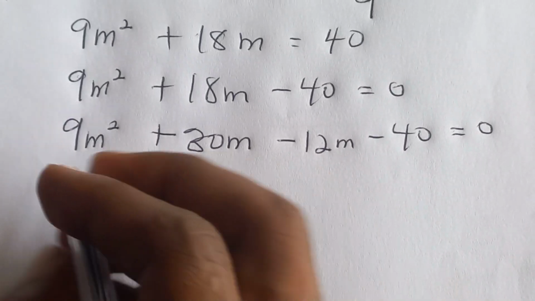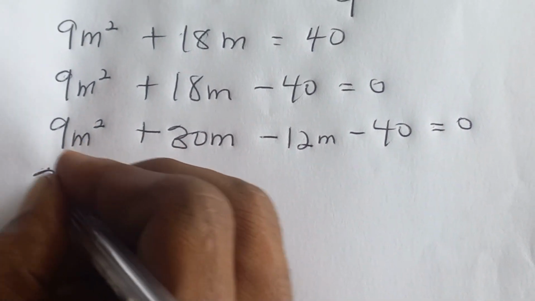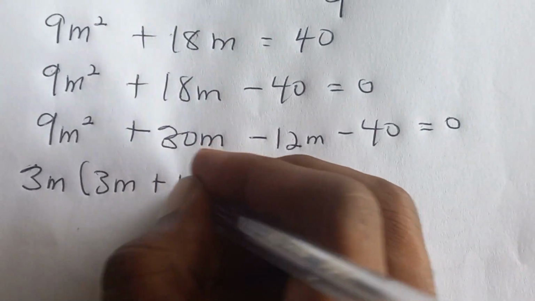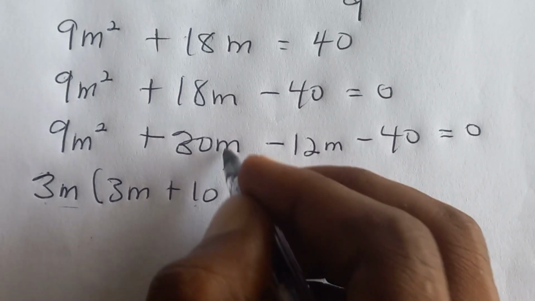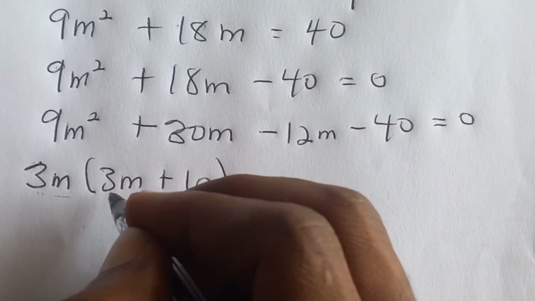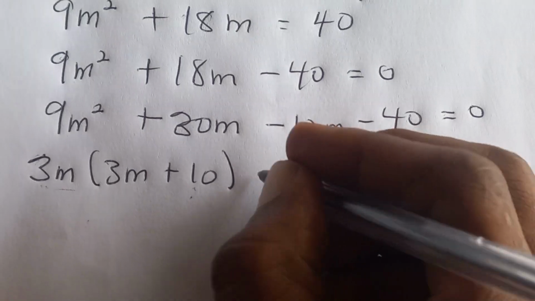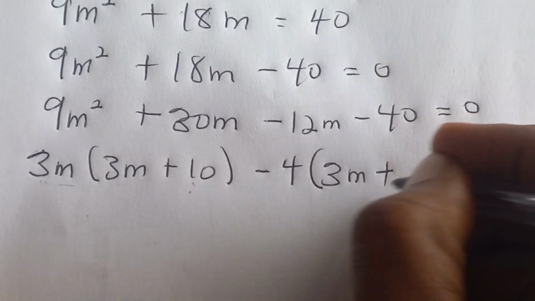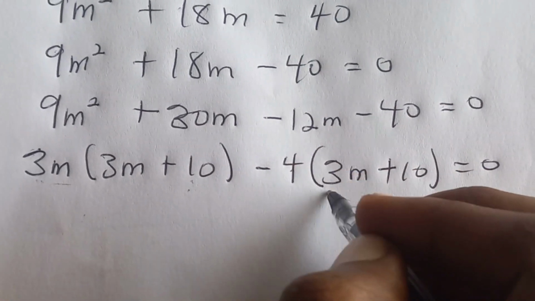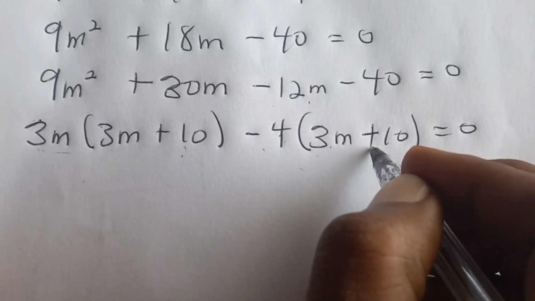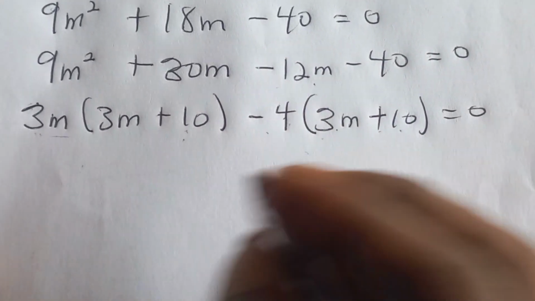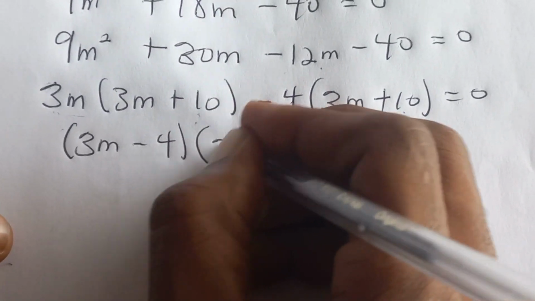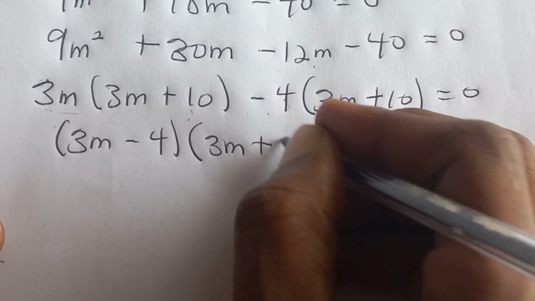Okay. So with this, the common factor, which is 3m, into bracket 3m plus 10. Okay, so 3m times 10, which is 30m. 3m times 3m, which is 9m squared. Okay, minus 4 into bracket 3m plus 10, which is equal to 0. 4 times 3m, which is 12m. Negative 4 times 10, which is negative 40. Okay, so with this, we can get 3m minus 4 into bracket 3m plus 10, which is equal to 0.